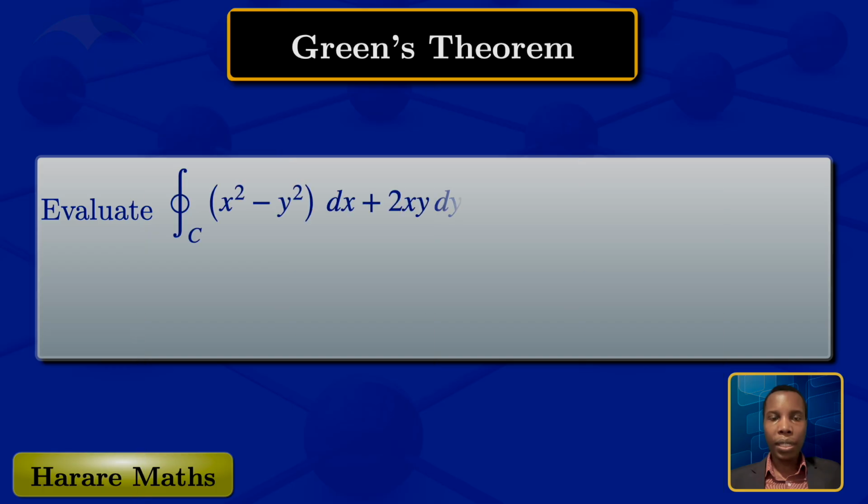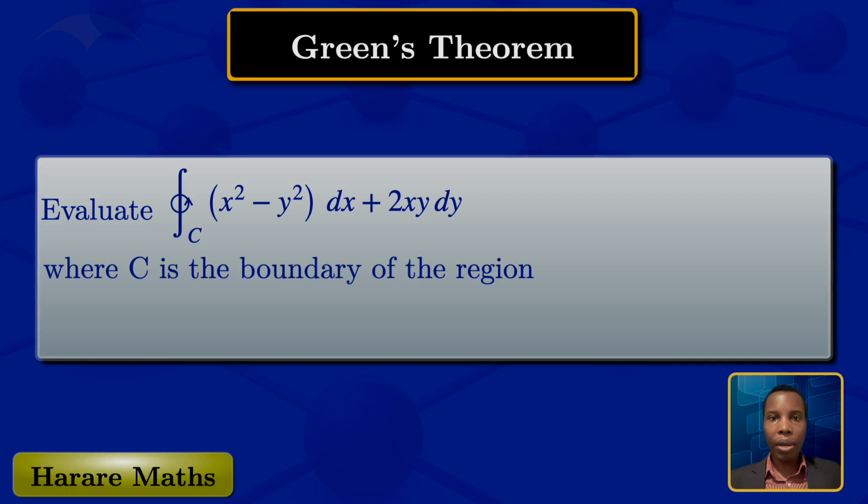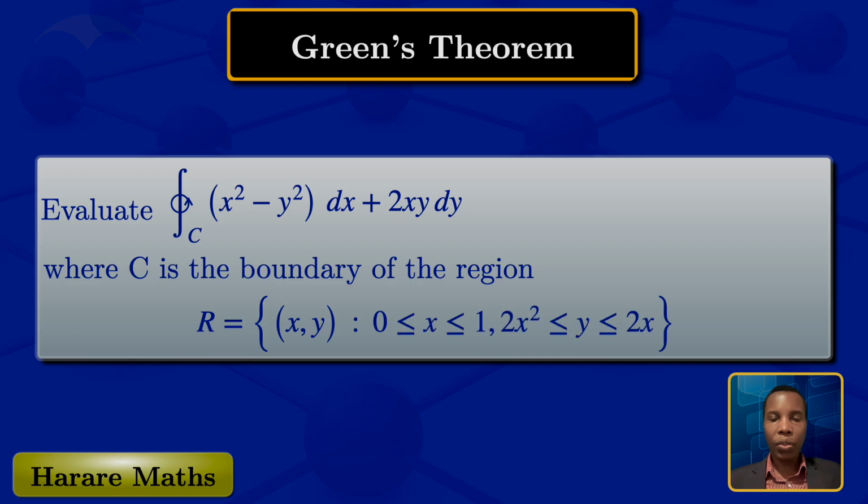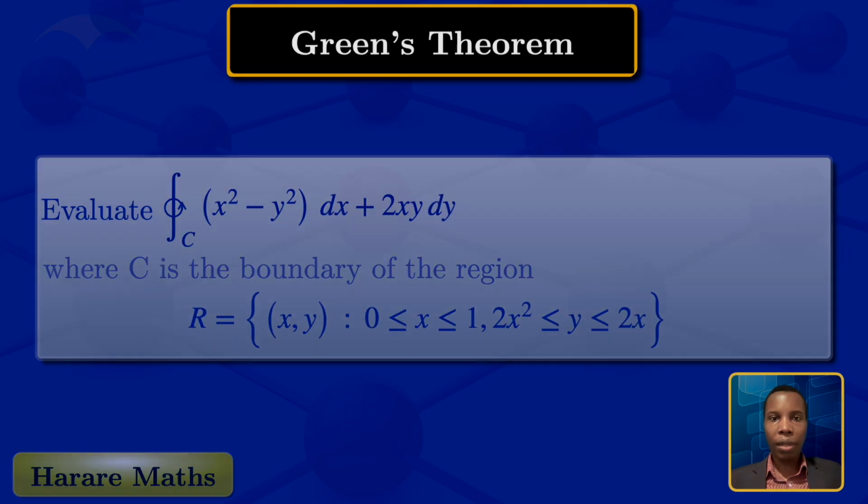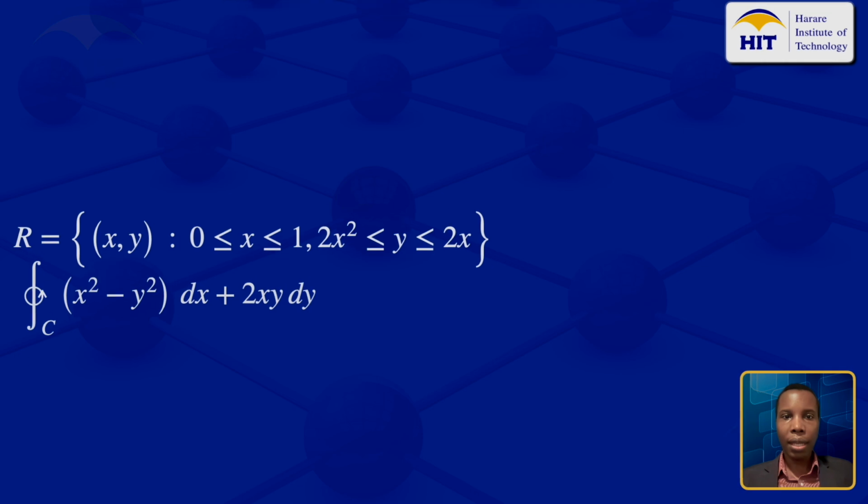I'm going to evaluate the integral of x squared minus y squared dx plus 2xy dy along the closed curve C in the positive direction, where C is the boundary of the region defined as the set of points (x, y) such that x is between 0 and 1 and y is between 2x squared and 2x. So we have that region there and that integral.